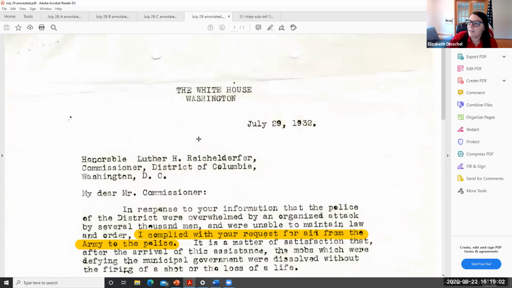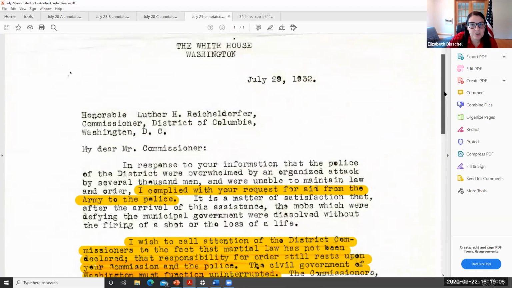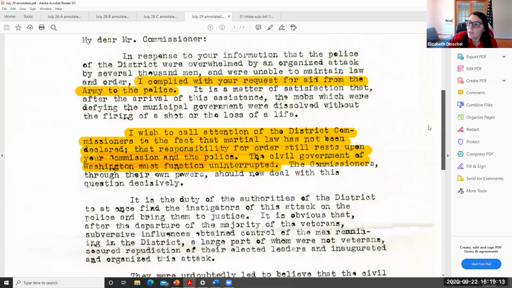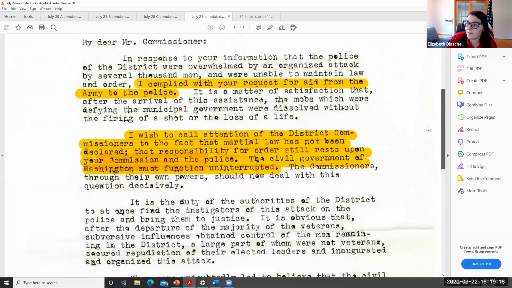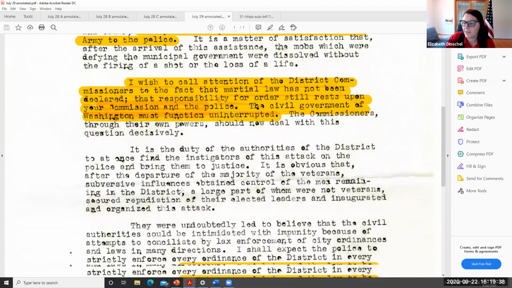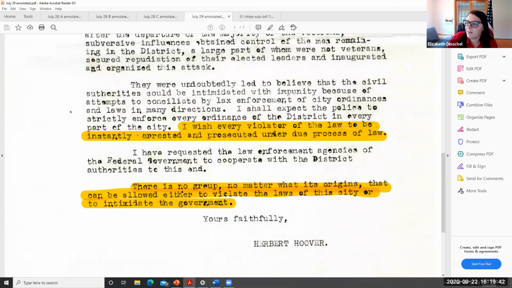So now we're going on to July 29th. This is from the White House to the commissioner from the District of Columbia. If we take a look down here, it is from Herbert Hoover. Herbert Hoover says, "I complied with your request for aid from the Army to the police. I wish to call attention of the district commissioners to the fact that martial law has not been declared, that responsibility for order still rests upon your commission and the police. The civil government of Washington must function uninterrupted. I wish every violator of the law to be instantly arrested and prosecuted under due process of the law." Due process of the law is another right that is guaranteed to American citizens under the Constitution.